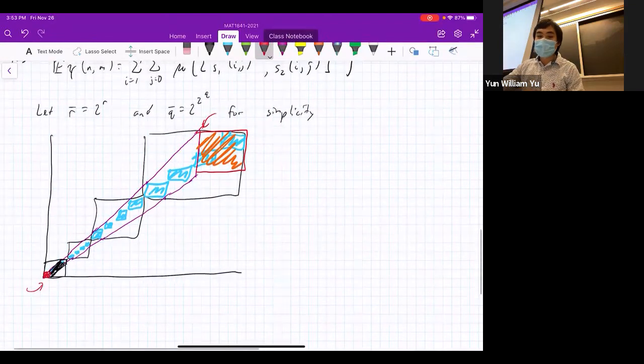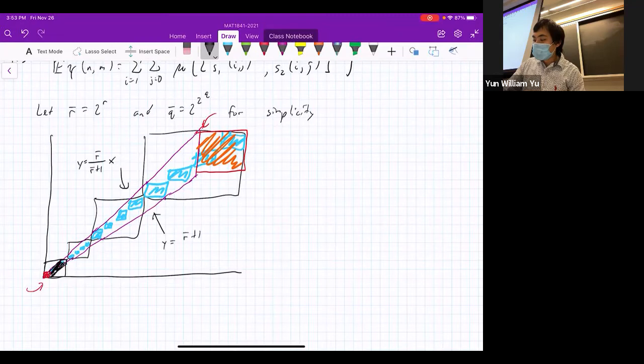And so now the question is, what is the slope of this ray? This ray here, the top ray, is going to have y equal to (r bar over r bar plus 1) x, and this bottom ray is going to be the line y equal to ((r bar plus 1) over r bar) x.